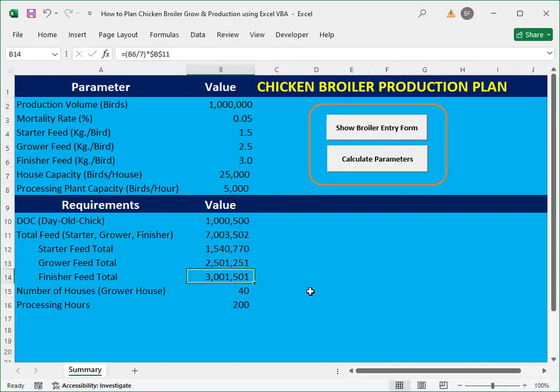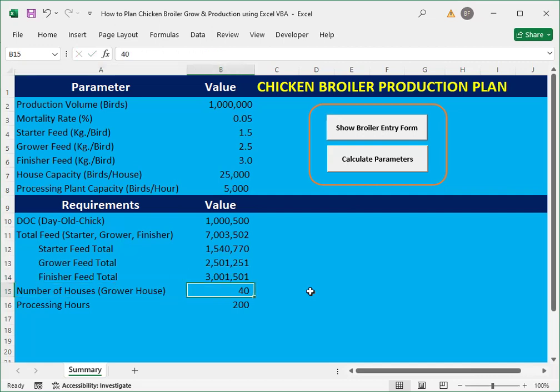This is the formula. And this one. This is based from the total feed, which is included in the formulation in the VBA code. And then, okay, we got 1.5 million kilograms of starter feed, 2.5 million of grower feed, and finisher feed of 3 million. Then number of houses to grow our DOC and become broiler chicken.